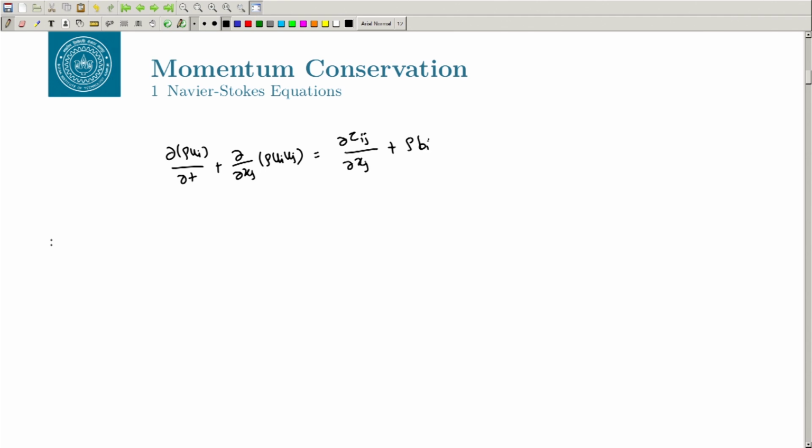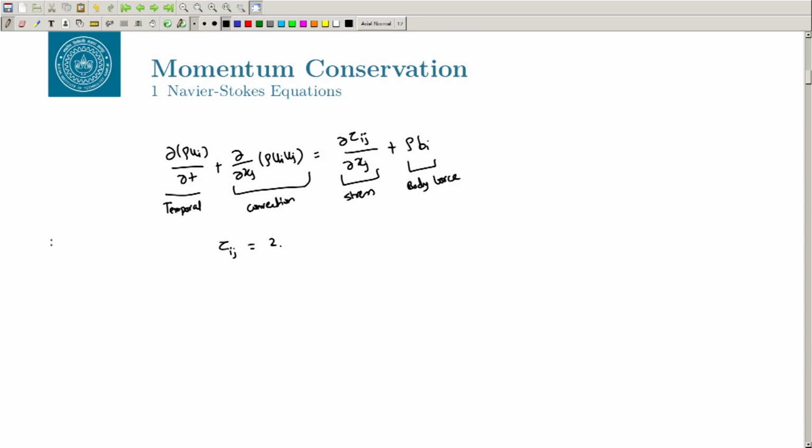And we said that this is our time rate of change, the temporal term. This is the convection term, and this is the stress term which is related to the viscous diffusion. Finally we had the body force term. And then we also related this tau_ij to the strain rate.